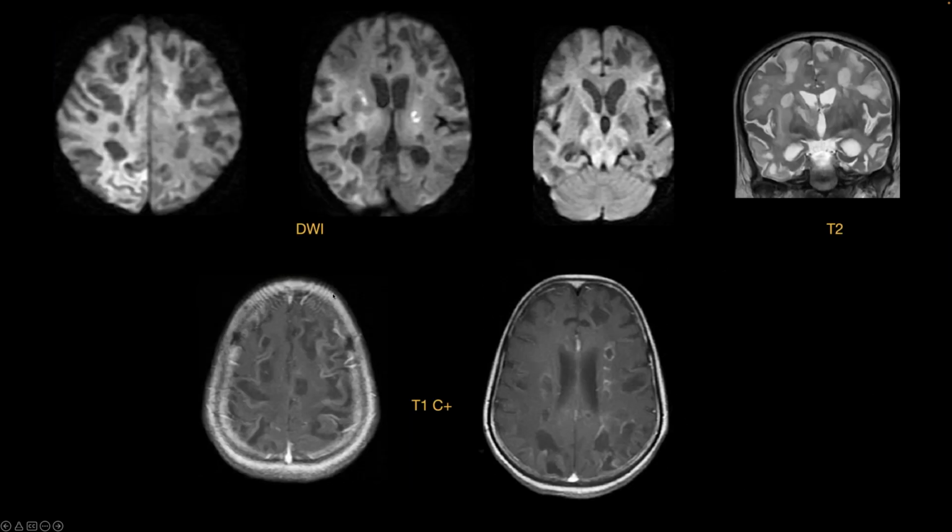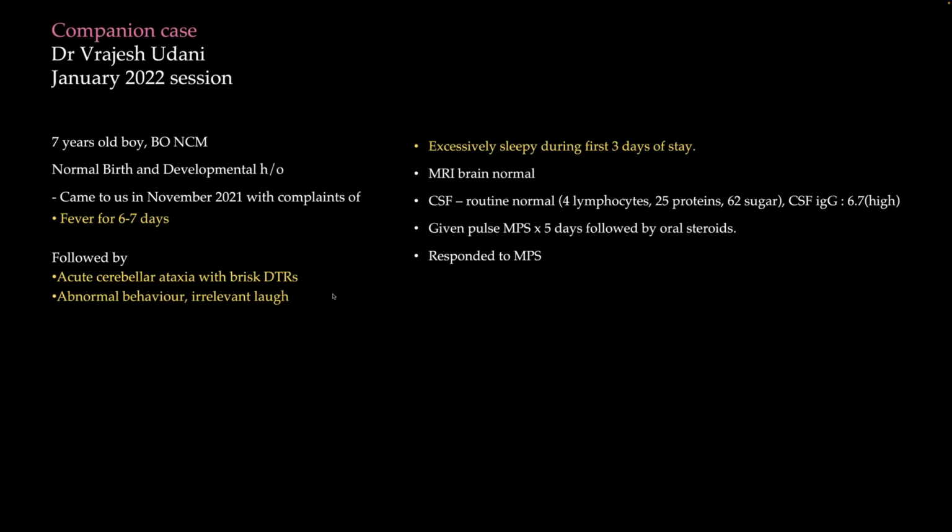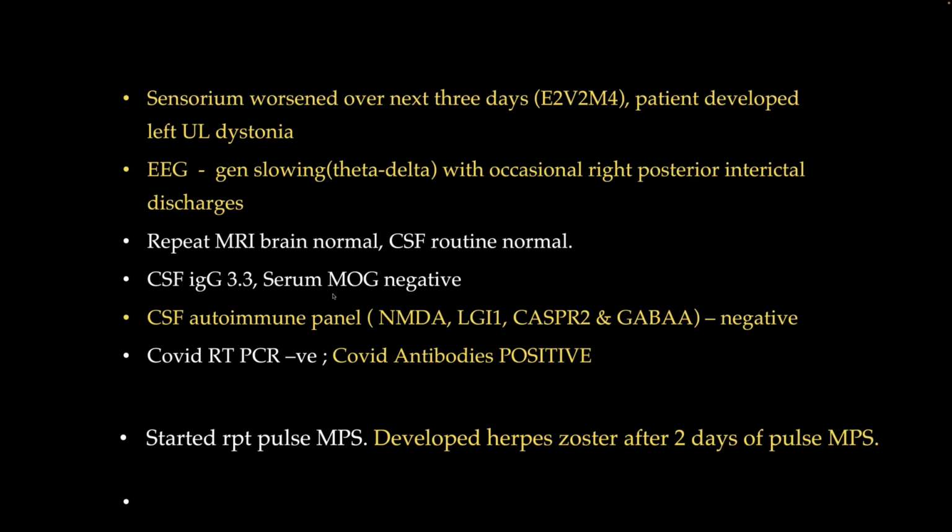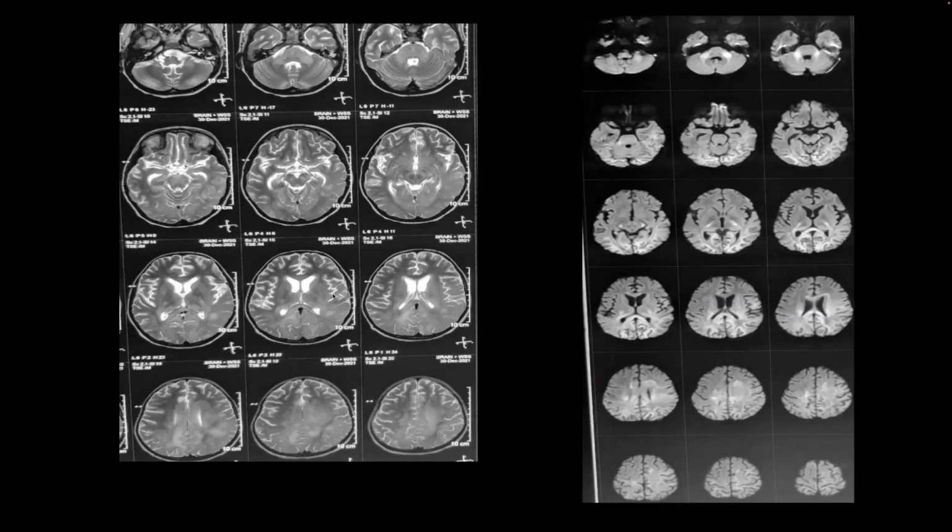Looking at this case, we thought of a companion case which was presented in the January session. I'll not go into the details of the clinical presentation. This child had a fever with cerebellar signs and was relapsing. Also had GCS scores with dystonic features. Again, EEG also demonstrated generalized slowing. CSF panel was negative. COVID antibodies were positive for this case. And these are the imaging findings.